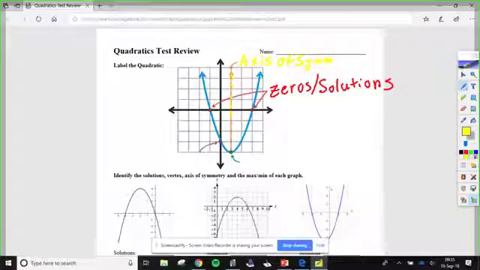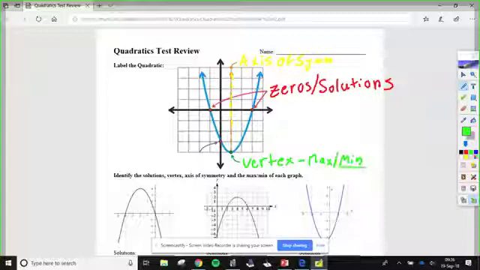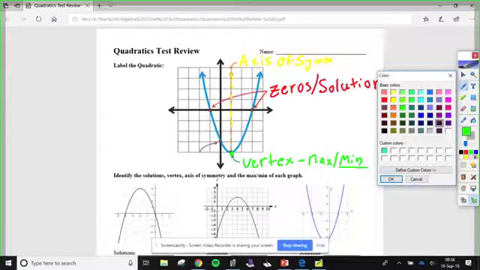This is our vertex. That's a terrible shade of green, but that's the color that's sitting over there. Vertex is also known as our max or min. In this case, it would be a minimum, given the fact that our vertex is at the very bottom. Our vertex is the point at the very edge of the parabola, the very turning point of the parabola.